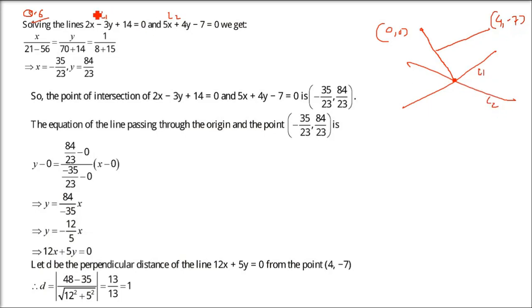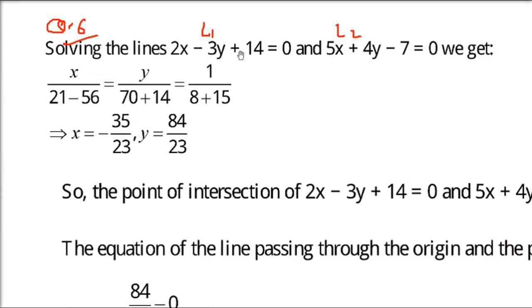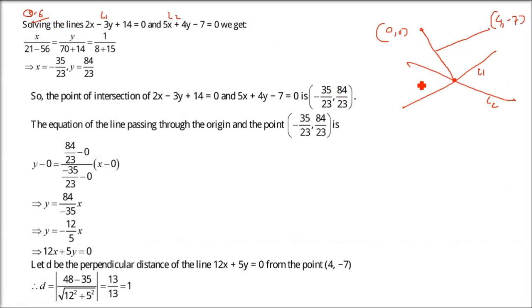The point (4, -7), how far it is from (0, 0) combined with the intersection of L1 and L2. So this intersection point, I hope you'll be able to find out. This is by the cross multiplication method, you can use the linear method, the intersection points are there. Now this point is known to you. This point is what? (-35/23, 84/23). These are 2 points. Now we have 2 points of a line.